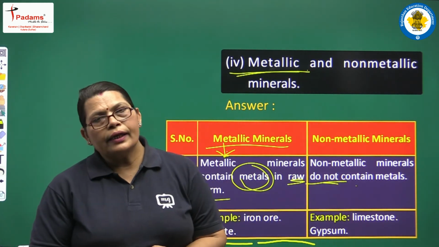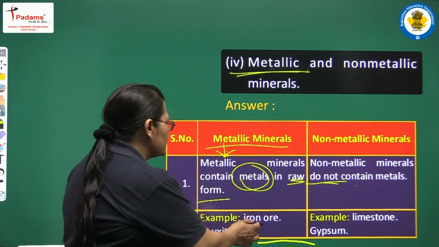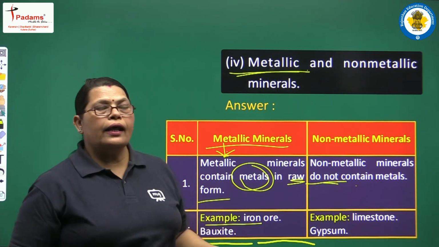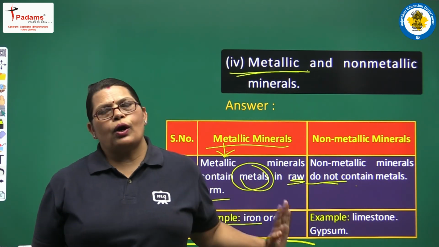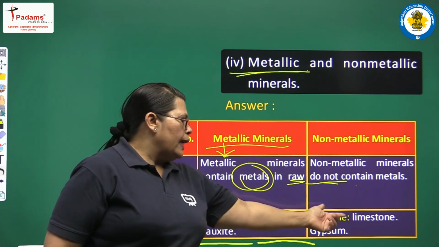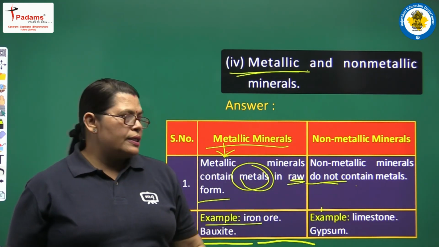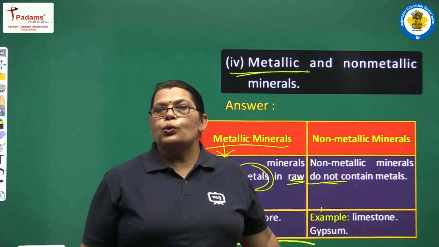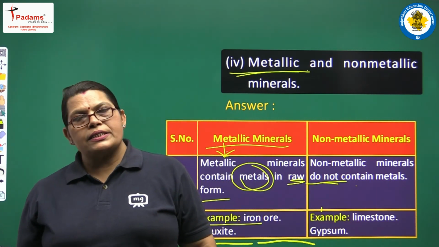They do not contain metal. The best examples of metallic minerals are iron ore and bauxite. The concept is clear to all of you, and the examples for non-metallic minerals are limestone and gypsum, etc.